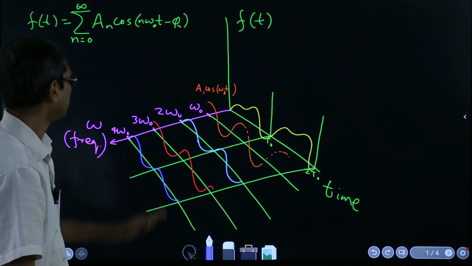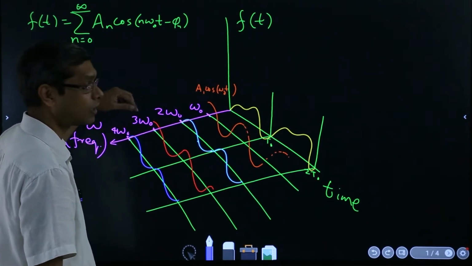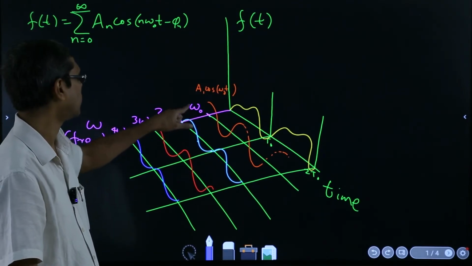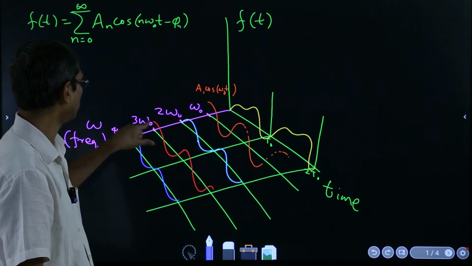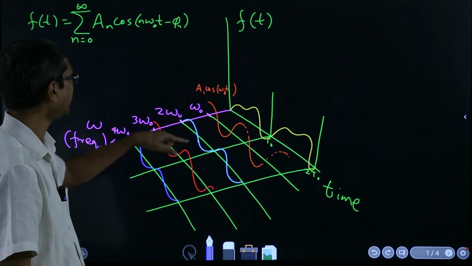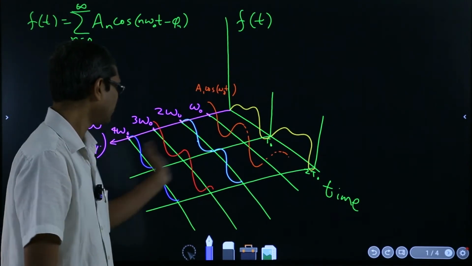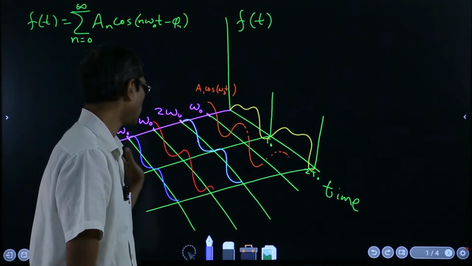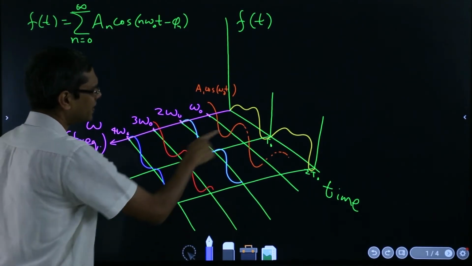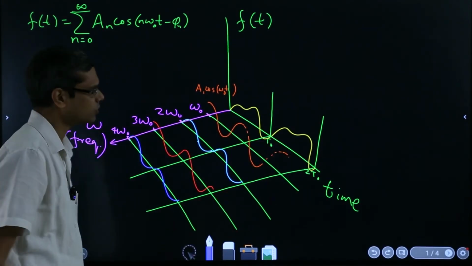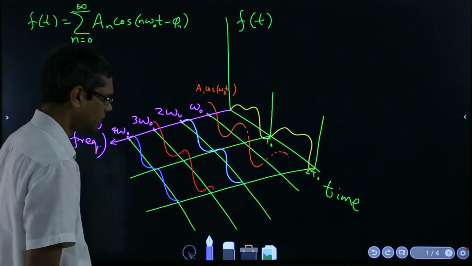So these are sinusoidal functions at every integral multiple of omega naught: 1 omega naught, 2 omega naught, like that, and every one has got its own amplitude. And if you just sum all these functions, then basically you will get this, right? So that is the meaning of this Fourier series representation of that function.